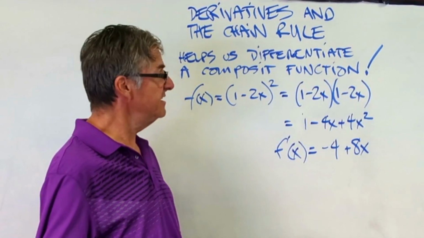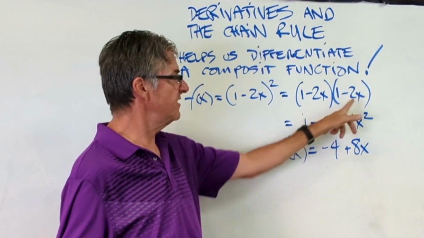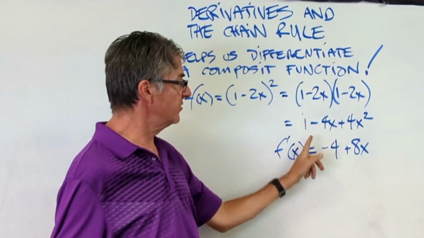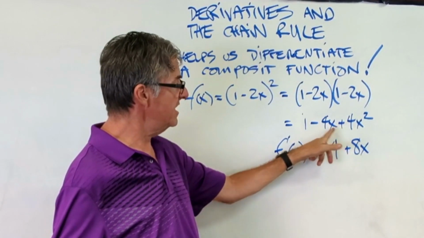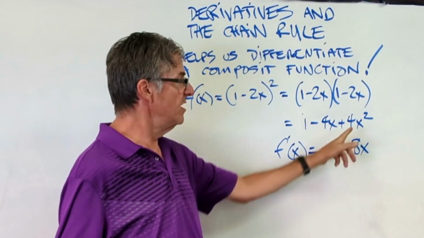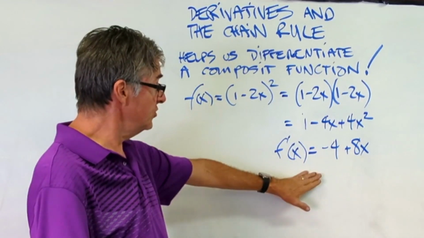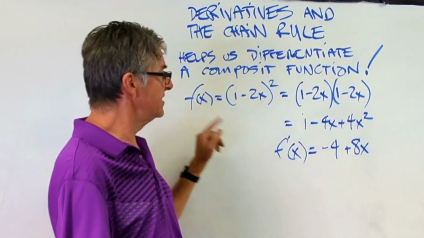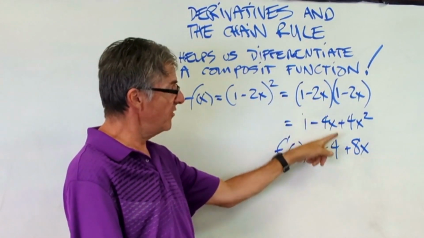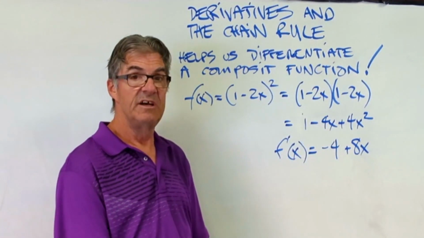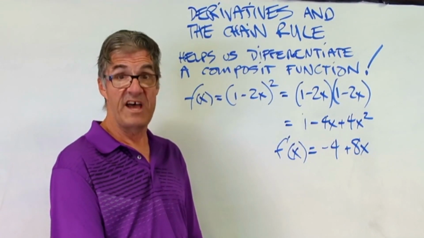All right, here's what I did. I just expanded this out. This is a binomial times itself, so that's that. I foiled it through, and then I took f prime of this function. The 1 goes away, the minus 4x becomes a minus 4, and plus 4x squared becomes 8x. So that is truly the derivative of f of x. But we don't have a rule that we can apply right to that. We have to do all these steps before we can take the derivative. So let's take a look at the chain rule and see how that makes it go faster.